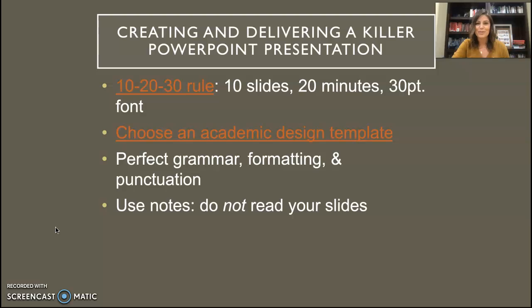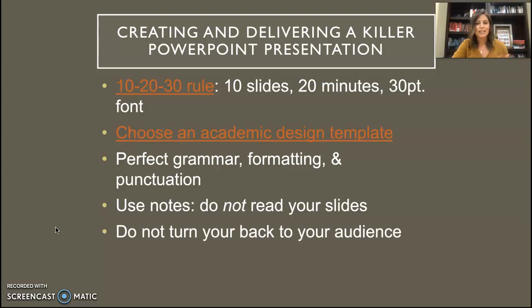Use your notes. Don't read your slides, okay? So as many notes as you need, have them off to the side as you're presenting. Try to be as natural as possible. Don't turn your back to your audience. This only is when we're presenting in person. I don't think you're going to turn your back on Zoom, but it's just something good to remember. Remember that you're on camera. They're seeing you, everything you're doing the entire time.